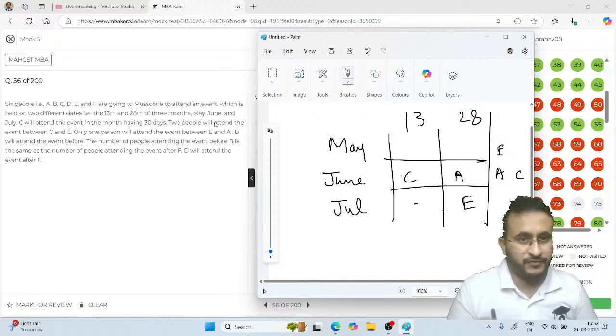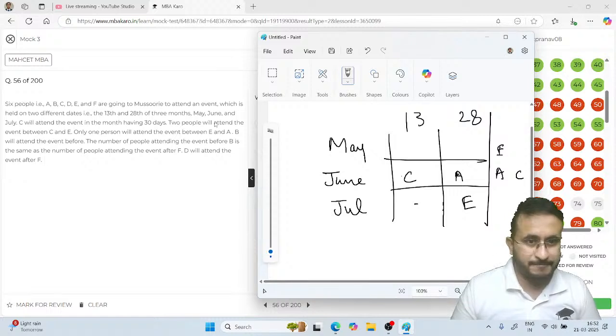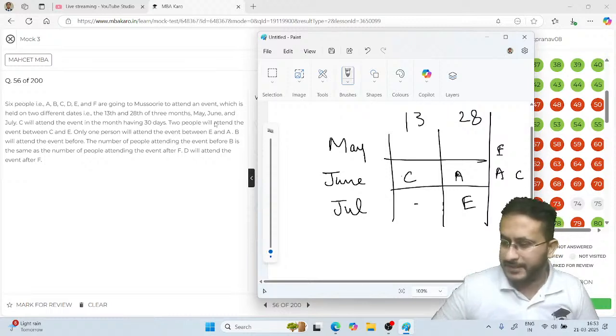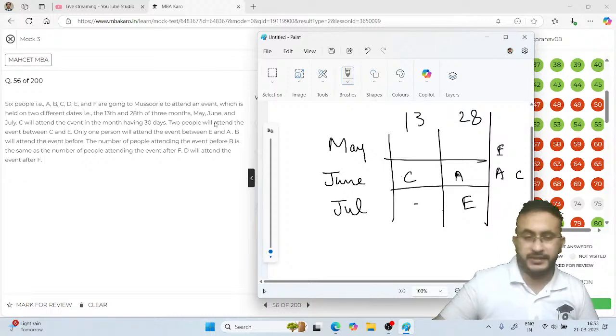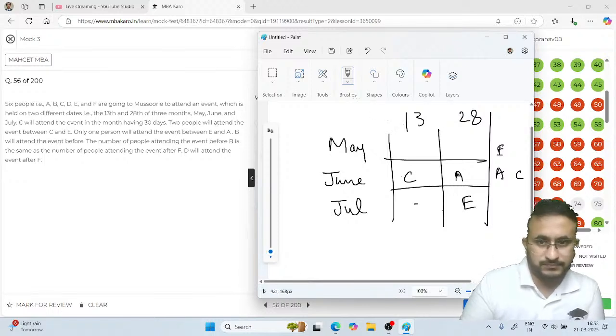Okay, so some piece of information is missing here. 56 one. Some information is missing. We'll get it corrected. So let us assume that it is before A. Okay. So before B is same as the number of people attending after.